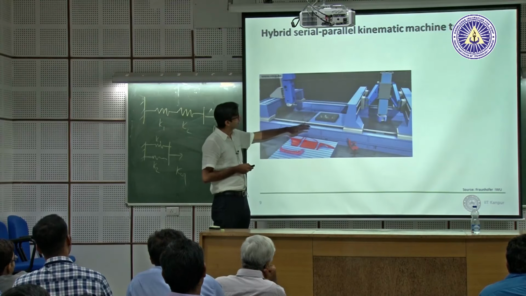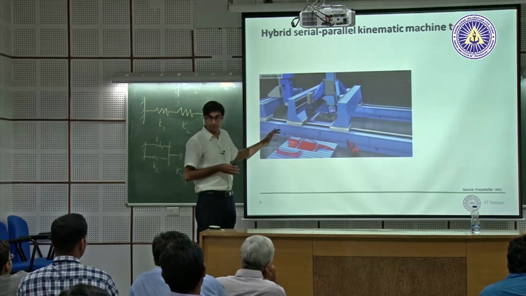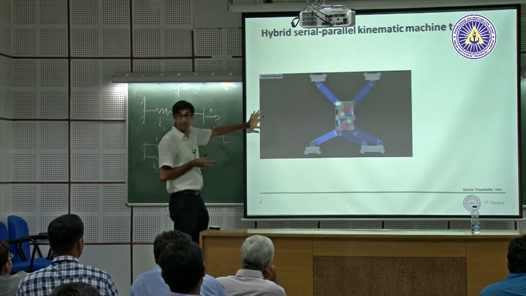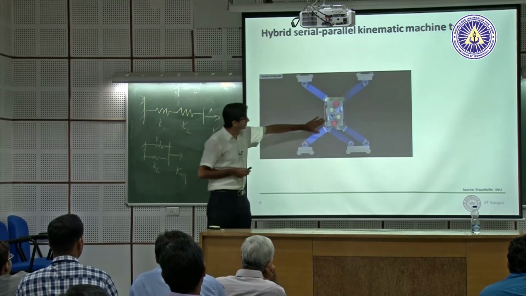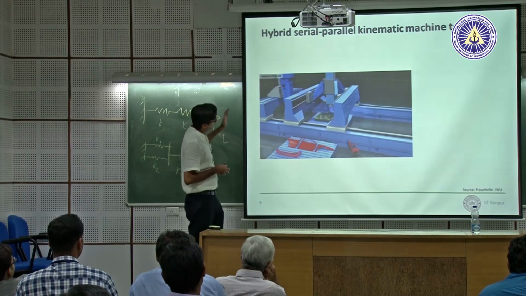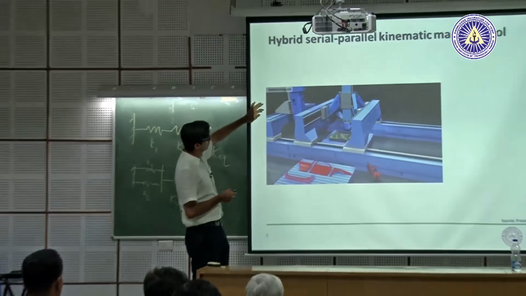I'll show you a video. So this is serial motion, linear motors, and this is a scissor kinematic parallel arrangement. The spindle is here, moving in and out. So this is like a serial, and on top of that, you have parallel. I'll play the video again.